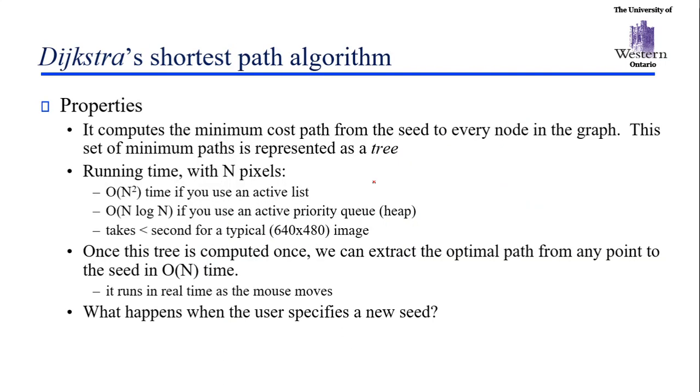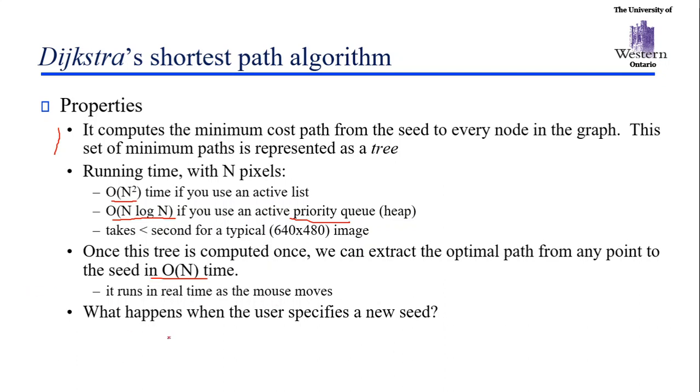Okay, so these are the properties of this Dijkstra's shortest path algorithm. It computes a minimum cost path from the seed to every node in the graph. This set of minimum paths is represented as a tree. So running time with n pixels is O(n squared). If you use a priority queue, it's O(n log n), so you must use a priority queue. It takes less than a second for a typical image. Once this tree is computed once, we can extract the optimal path for any point to the seed in constant time. Not actually constant time, I'm sorry, linear time, not constant time. It runs in real time as the mouse moves.